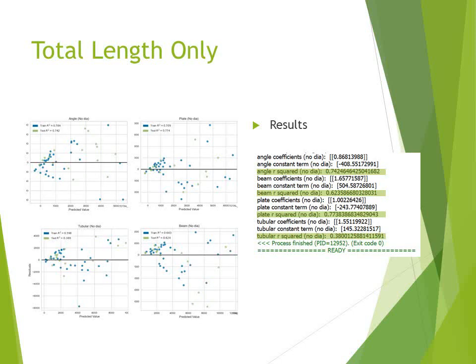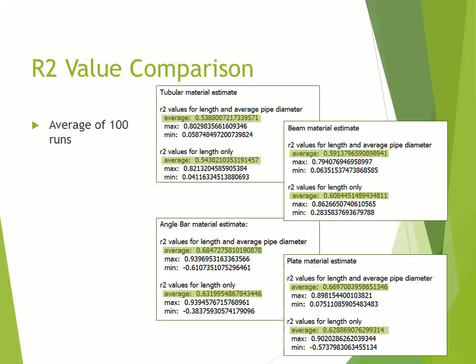The results of the regression model using only the total length of pipe as the independent variable also show that as the predicted values increase, the variance increases. The R-squared values also vary quite a bit. Additional runs of the 2 models show that the R-squared values can change a lot from run to run. However, the average of 100 runs was calculated and the results are shown here. The average R-squared values for each model are similar, meaning that either model can be used to estimate the material requirement with similar results.